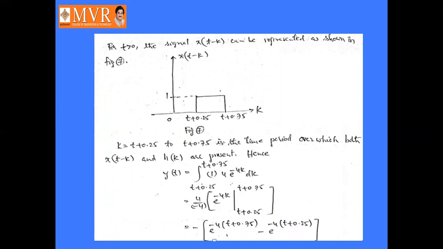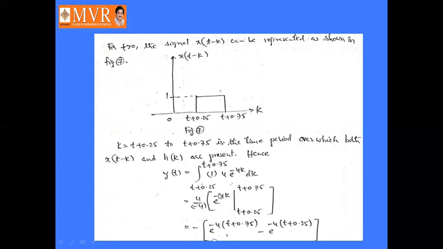Now we are analyzing this for t greater than 0. If the signal x of t minus k is represented as shown in the figure, this is x of t minus k, right? It will be shifted towards the right side by t units. So k is varying from t plus 0.25 to t plus 0.75, the time period over which both x of t minus k and h of k are present. Hence, it is the integral from t plus 0.25 to t plus 0.75 of 1 into 4 into e power minus 4k dk. Here the amplitude is 1, right?